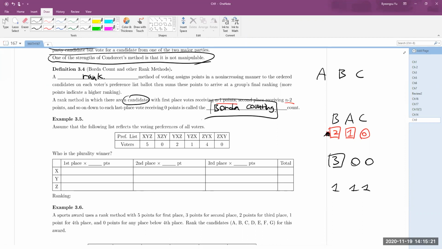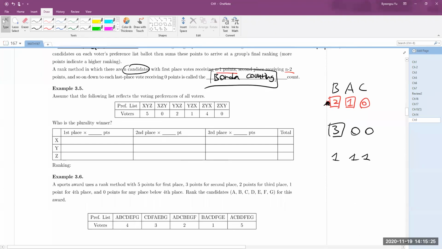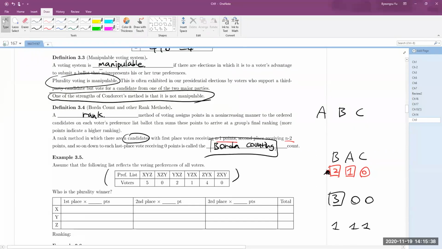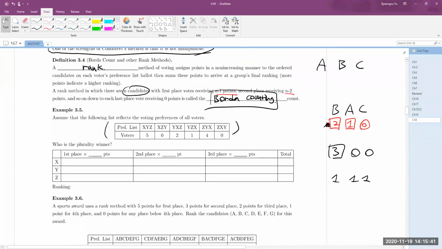Okay, then let's deal with some examples. Assume that the following list reflects the voting preference of all voters. This is the same list we dealt with in 2.3. First of all, we wanted to find the plurality winner, and we already found the plurality winner, which is X. But here, we want to find the Borda count winner. Sorry, that's my typo. So, Borda count winner.